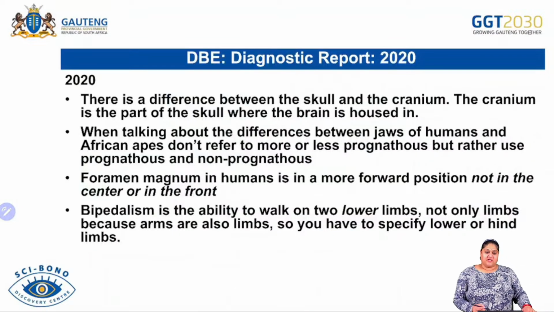Right, so what did the diagnostic report say? Because we've got these pictures, we've got everything, but what did learners do wrong? The diagnostic report is a report that tells us where learners went wrong, or the common errors that learners made, and then some recommendations for teachers on how to help learners with this. So as learners, it's also important for us to know.